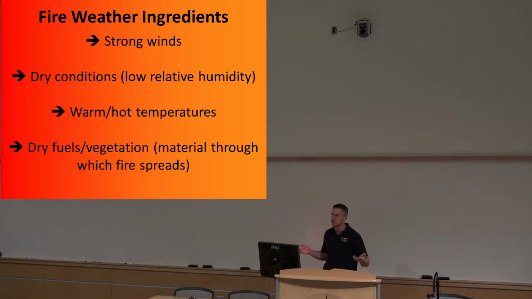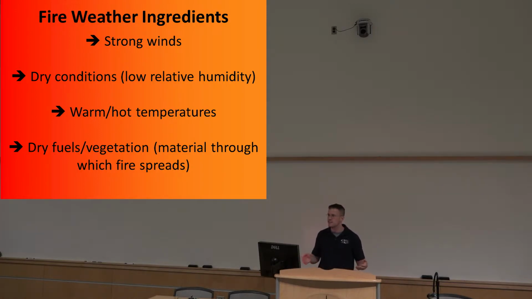Warm and hot temperatures, we're talking about needing that heat present such that ignitions could be supported. If it's dealing with very cold air masses, the potential for ignitions to occur becomes relatively more muted. Finally, the fuels, we're going to use this term, fuels need to be dry. We're talking about the vegetation or the material through which the fire spreads.